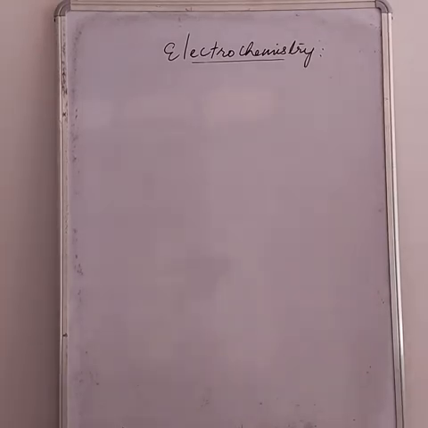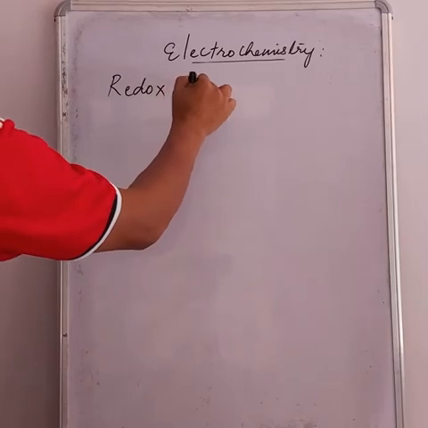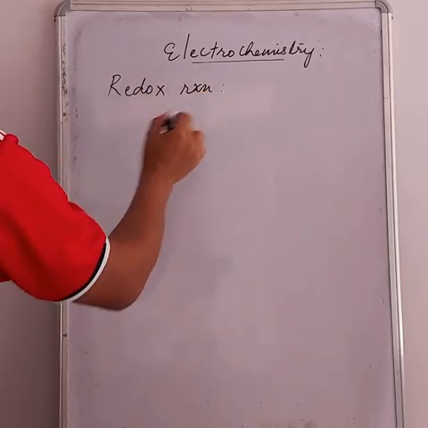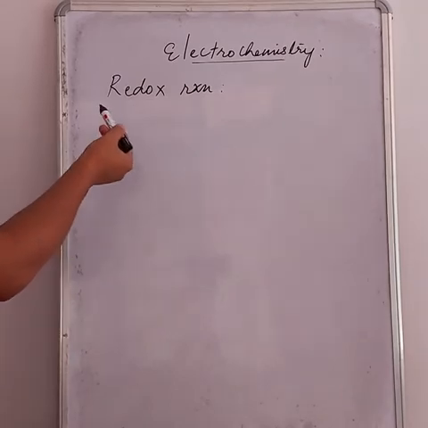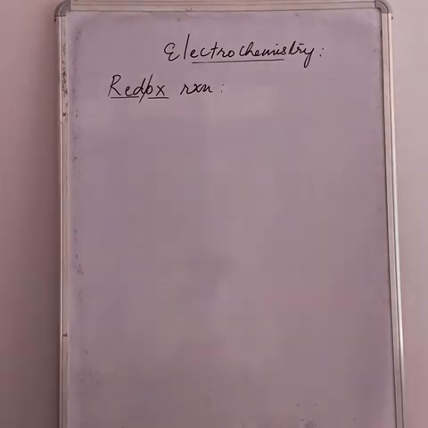Right, we'll start a new chapter, electrochemistry. What is electrochemistry? Now, you might have heard of redox reactions. This is a reaction where reduction and oxidation are taking place simultaneously. These are classified as redox reactions.